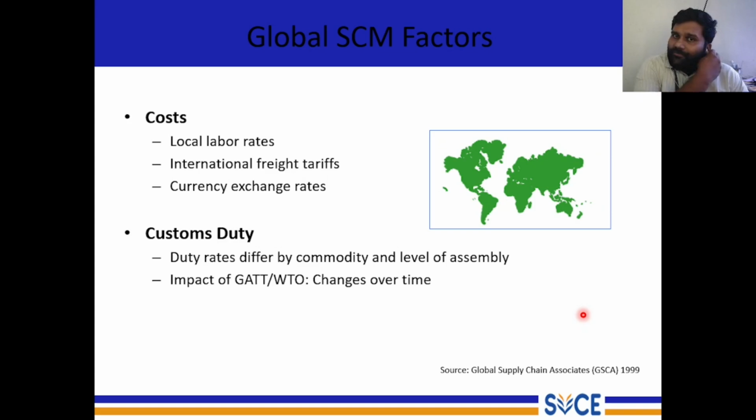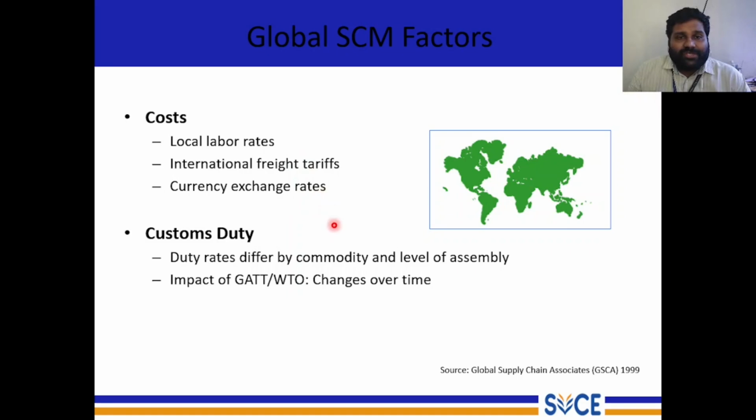So, what are the factors? Global SCM factors. Cost. One of the major things is cost. Local labor rates are very low, which means we can utilize their labor forces so that our cost is reduced. International tariffs, because certain tariffs are pretty high. So if you take a detour route, it could be reduced.